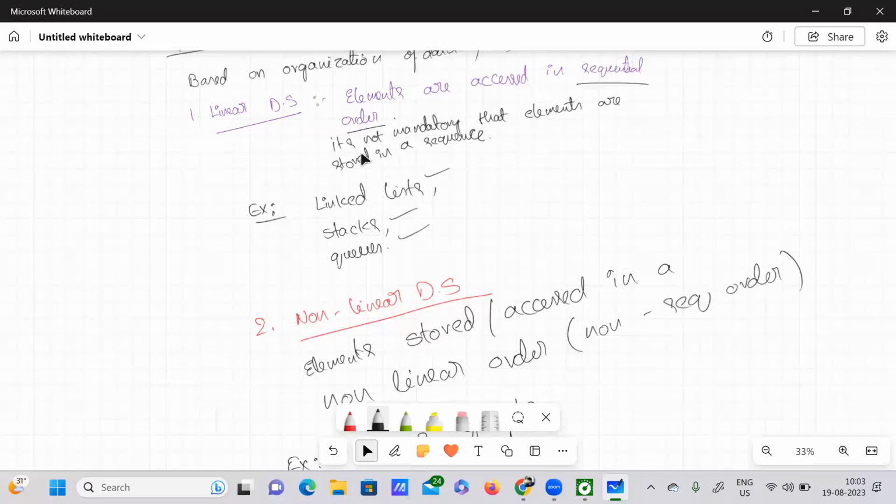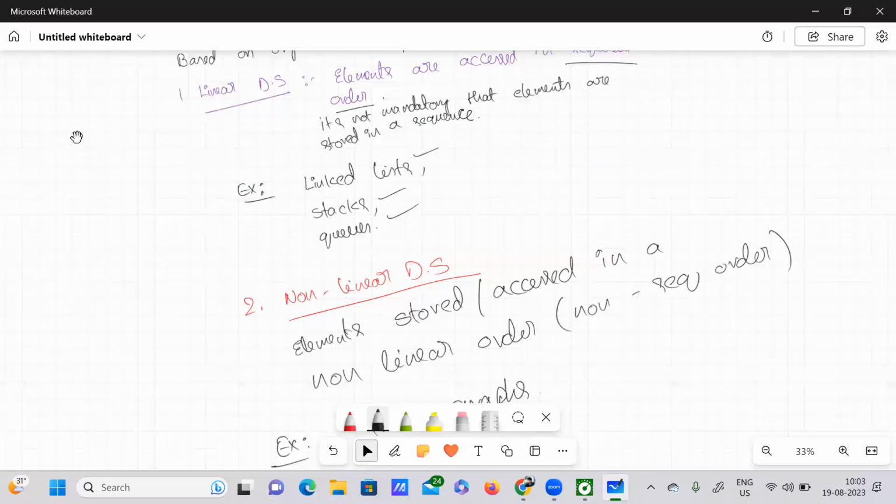Linear data structure, in the sense, it is mandatory that the elements are accessed in a sequential manner, but it is not at all mandatory that the elements are stored in a sequential manner. Elements can be accessed, but only in the sequential manner, while they may be stored in a random way. So this comes under the linear data structure part, and the examples are linked lists, stacks, queues.